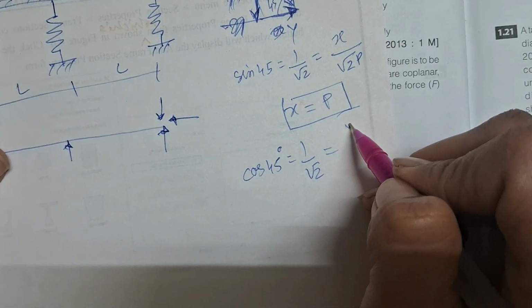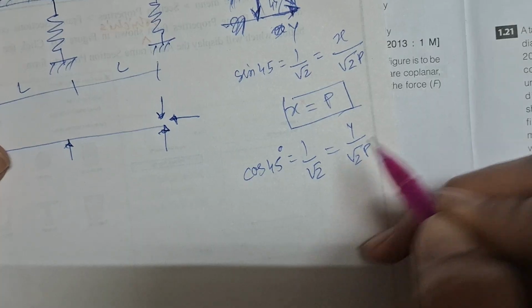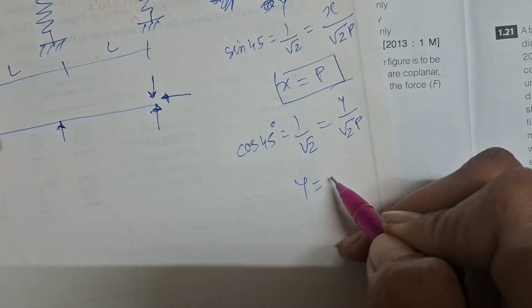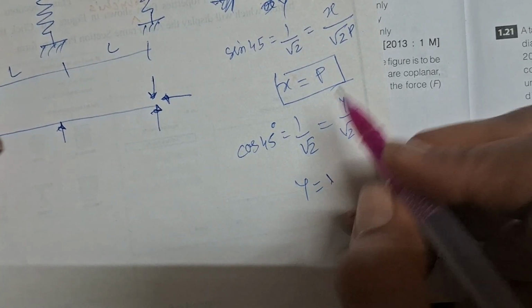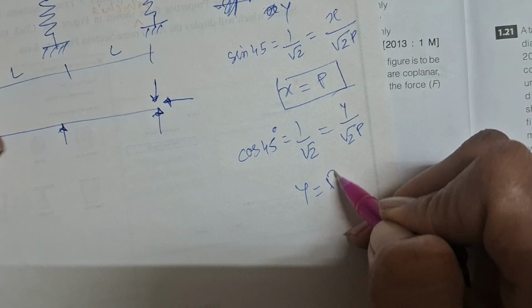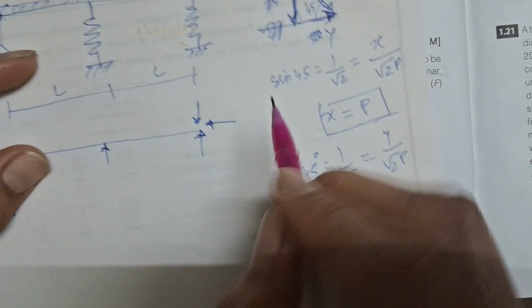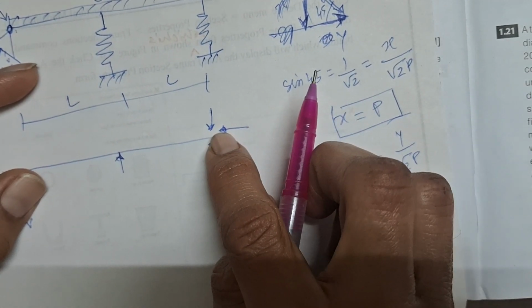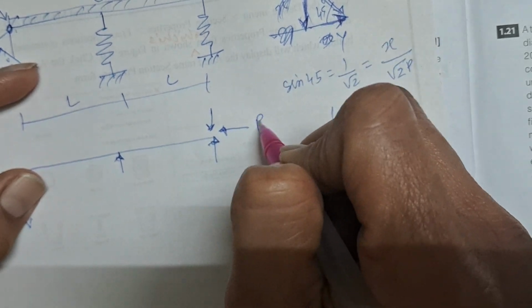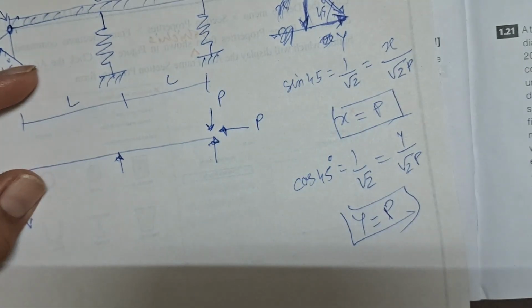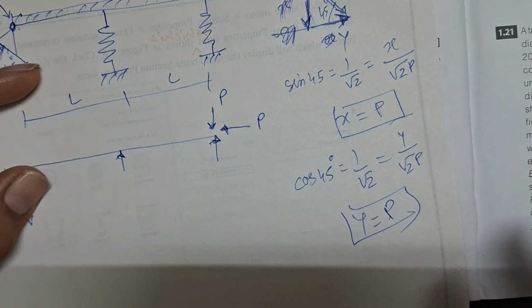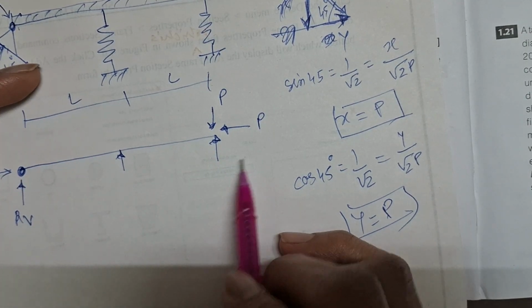So it will be y upon under root 2p. So again here also y will be equal to p, root 2 cancel. So basically here you can see both the horizontal component and vertical component are p. This is vertical also p, okay. So here we are having two reactions.